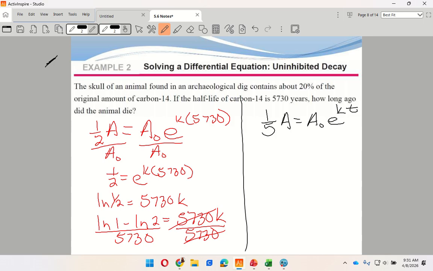Now, let's read the problem over again. What are we looking for here? I'm looking for the time. How long ago did the animal die? So I'm looking for the time. So that means that I have a K value that I could plug in there, and I'm not ready to go ahead and plug that in yet. So I'm going to call this right here my K, because the ln 1 is 0.